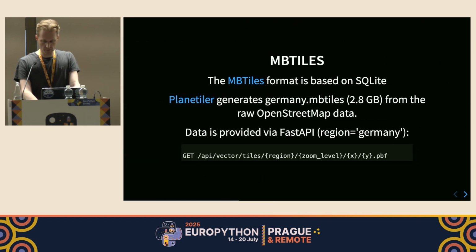The large OpenStreetMap file cannot be served directly to users. Instead, I used Planetiler to create an MBTiles file. MBTiles is based on SQLite and contains tiles of the relevant data for various zoom levels and locations. These individual entries in this database are served via a FastAPI instance running on the Raspberry Pi, where the endpoint looks like shown here.